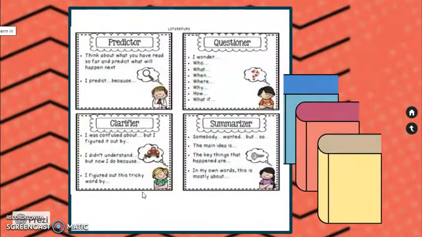My poster in the center will be the 4 reciprocal strategies displayed in the center to help the students.